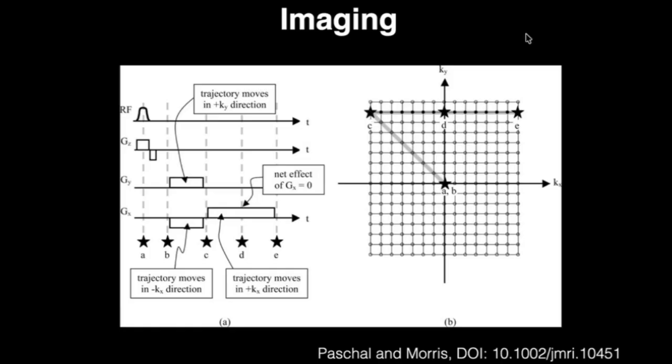At point C, we turn off these gradients. And then we turn on a positive X gradient. And this tends to be where we acquire, where we read out our data. So now this walks us back. There's no further activity along the Y direction, so we stay at that point along KY and we just walk along the KX direction.